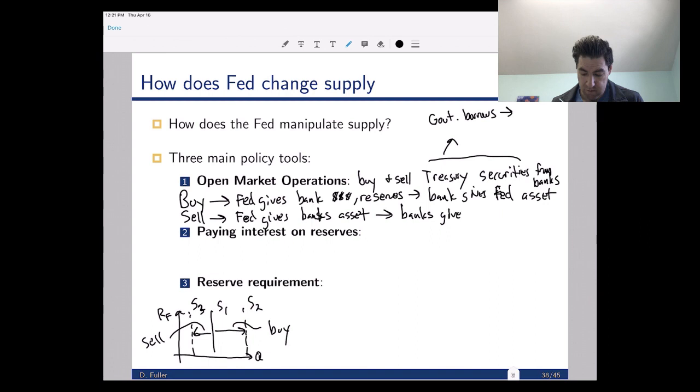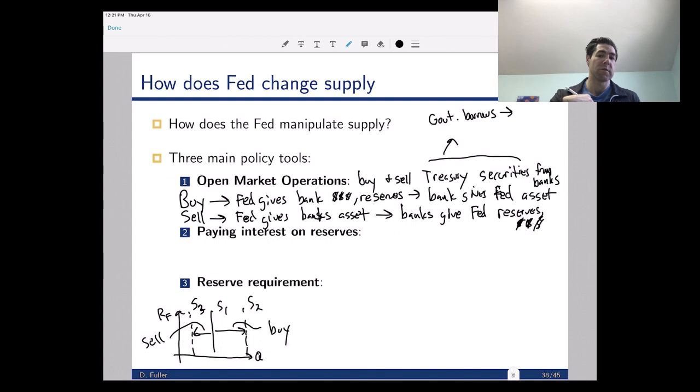Banks give the Fed reserves, which is money. Right? So that's going to decrease the supply of reserves in the federal funds market. The Fed is taking money out of the banking system when they sell Treasury securities. Here's an asset.